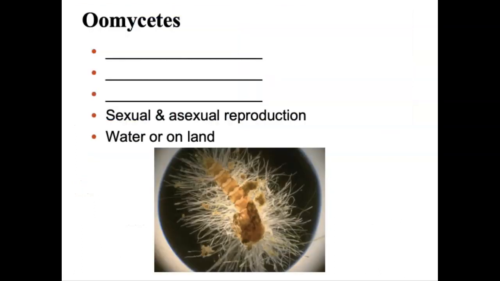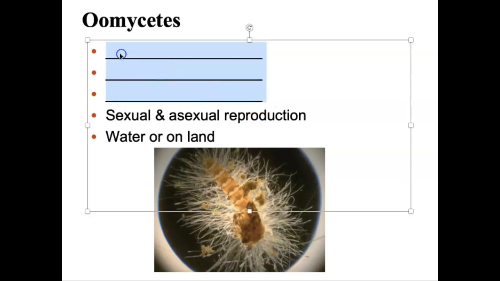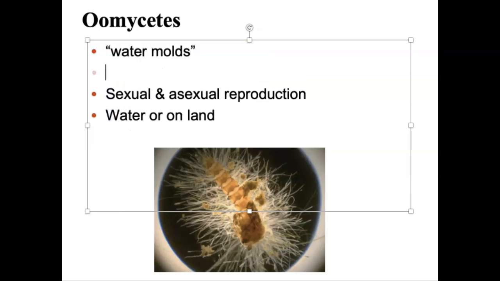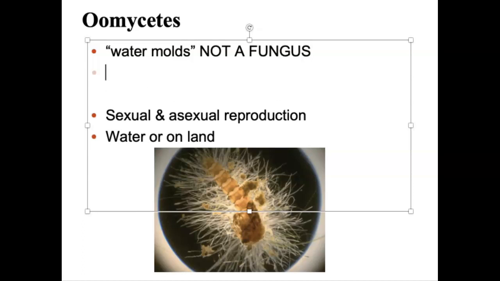Third group are these things called the oomycetes. Now, these guys are just a weird, goofy, unappreciated group. So historically, these have been called water molds. They are not a fungus. I'm going to put that in here. Not a fungus, even though they're called a mold. That is the traditional general name, which does not accurately describe them.